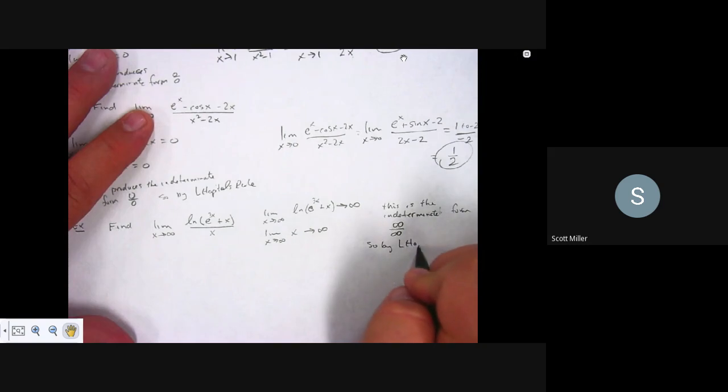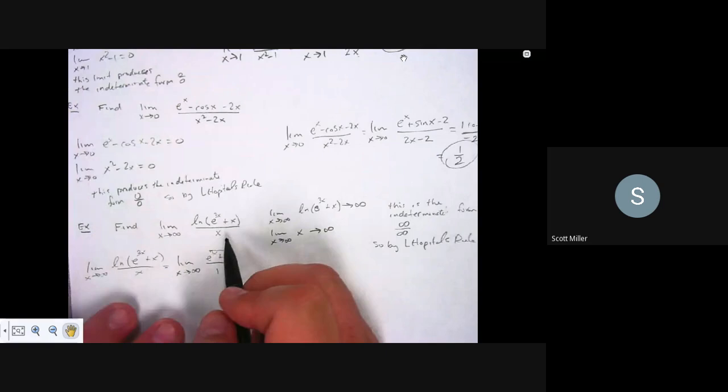So by L'Hopital's rule, the limit as x goes to infinity of this, always write the original function down, or the original problem down, equals, okay? So it's what? The limit as x goes to infinity, and the bottom is going to be a 1, but the top is going to be u prime over u. So I'm going to have a fraction up here. This is going to be on the bottom, and the derivative of that's going to be on top. So what is the derivative of all that? The derivative of all that's going to be 3e to the 3x plus 1.